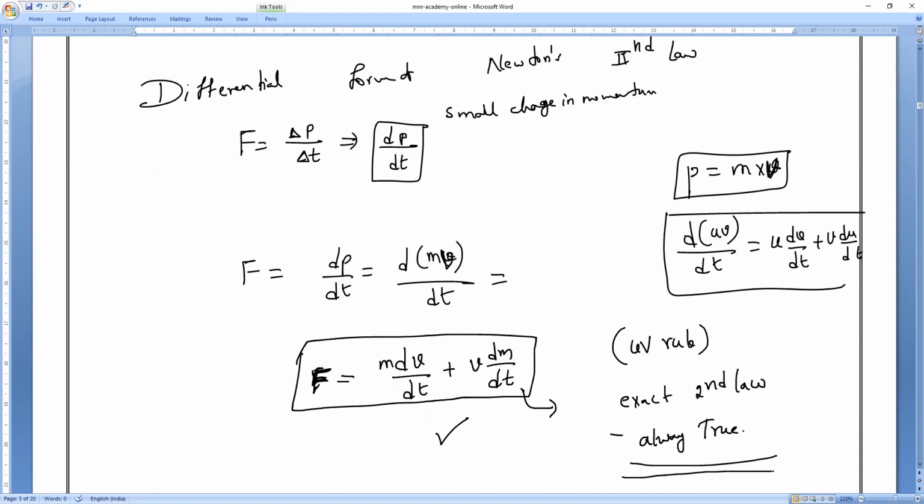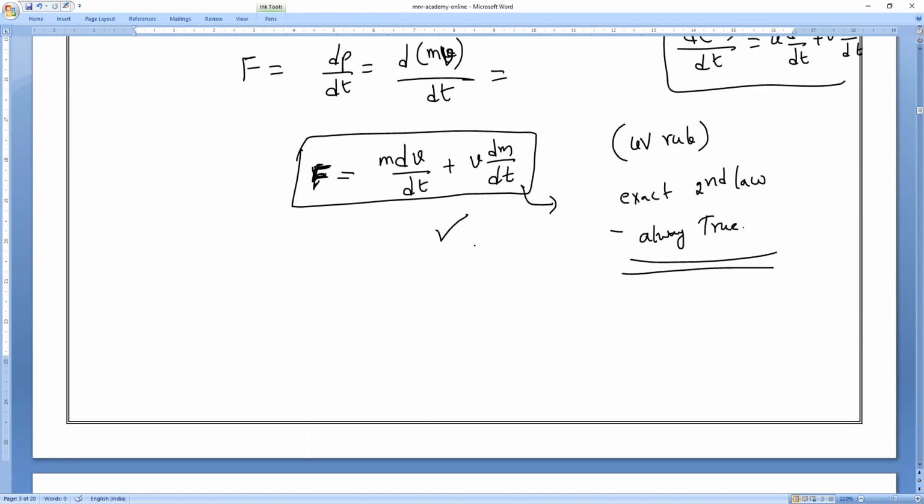So here you should remember, is M constant or not constant? Change in mass is not constant here, because it is only in 5% of cases that change in mass is 0. And you remember M is not at all constant here. If you see M and V, M is not constant. So that is what you should remember.